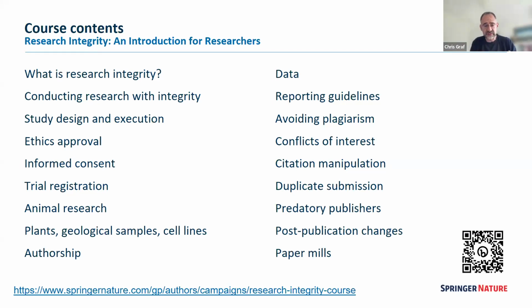So these are the topics. It begins with what is research integrity, and then on the left-hand side you can see some of the things that you will think are either associated with research integrity or research ethics. Perhaps the study design and execution is more on the integrity side, perhaps ethics approval and informed consent and animal research aspects are more on the ethics side.